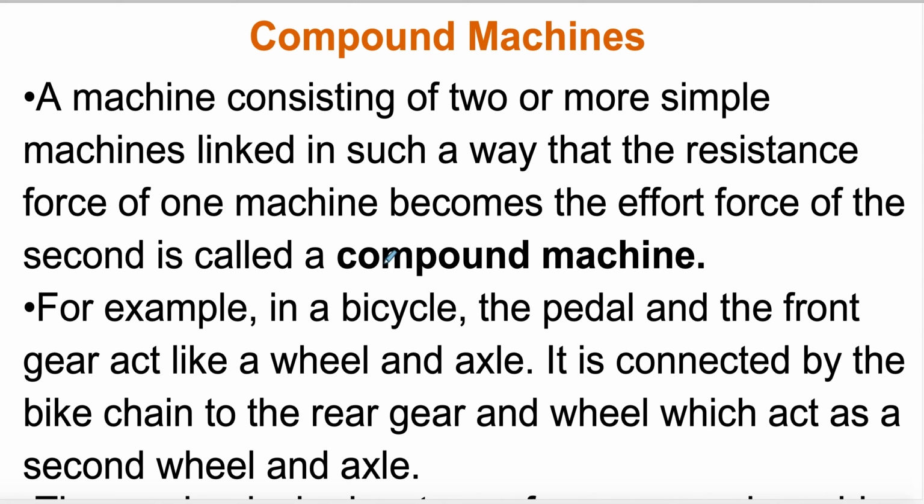So, done with simple machines, we've got to talk about compound machines. It's two or more simple machines, linked in such a way that the resistance force of one machine becomes the effort force of the second machine. They're kind of connected, where we'll have something like this: effort force or effort radius over the resistance radius is going to be multiplied by the effort force of the second part, where this becomes that piece right there. The resistance of one value becomes the effort of the other value. And we'll see that with a bicycle example in a second.